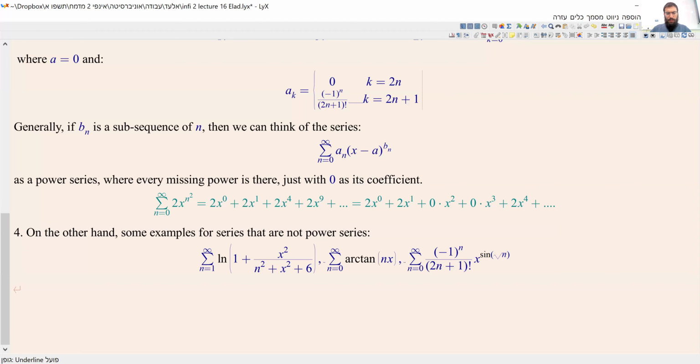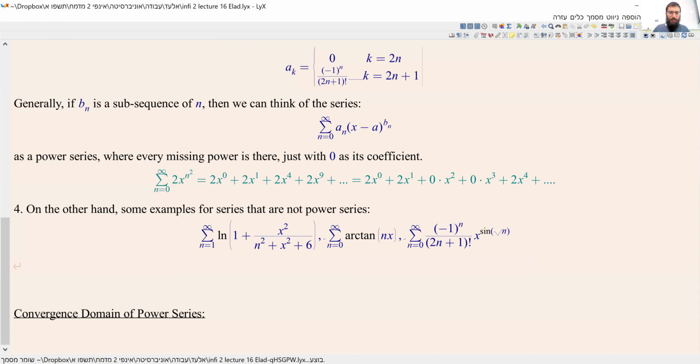Let's write down the domain, convergence domain of power series. It's the nice thing.